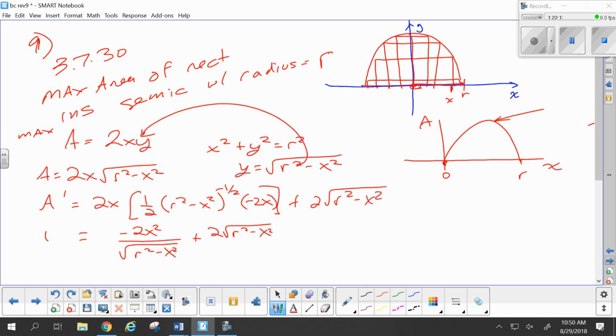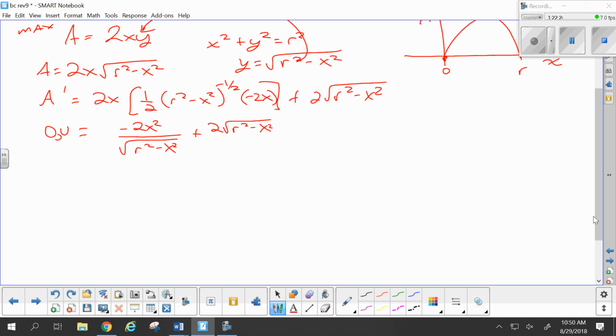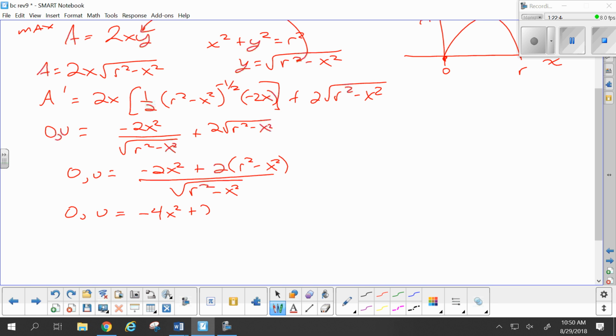Okay. I want to know where this is 0 or undefined. I don't see it yet, so I'm going to do some algebra. If I get a common denominator, then I get negative 2x squared plus 2 times r squared minus x squared, since a root times a root is to the first. Okay, if I simplify, I get negative 4x squared plus 2r squared over the square root of r squared minus x squared.